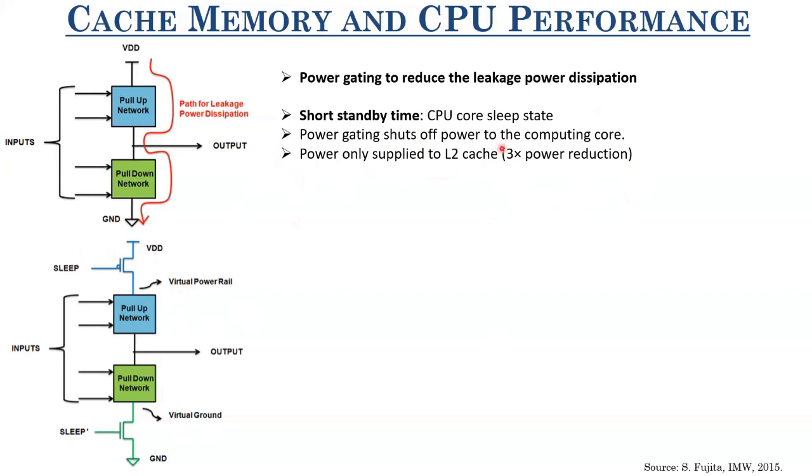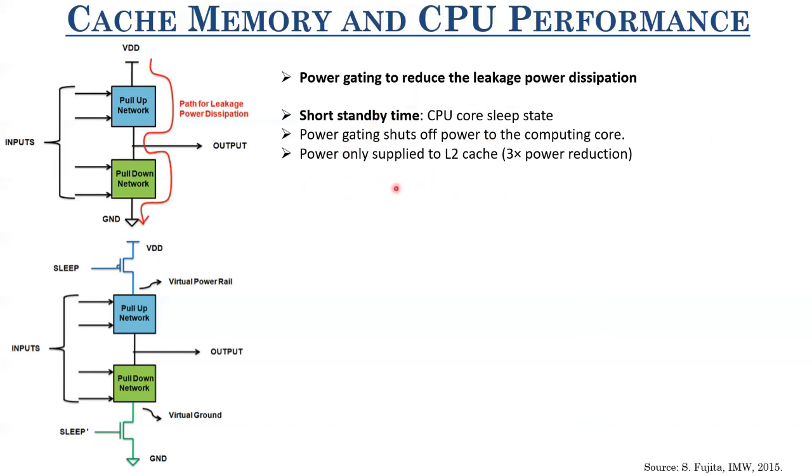Why is power supplied to L2 cache? So that once we get back from this standby time to the regular operation, we do not have to again fetch the data from the main memory, because L2 cache is also volatile memory. Since it's SRAM, this is volatile. The moment you power gate even L2 cache, all the data content will be removed. Since it's volatile memory composed of SRAM, all the content is erased, and then again you'll have to fetch data from the main memory once you go to the regular state. So this is what happens when the standby time is short.